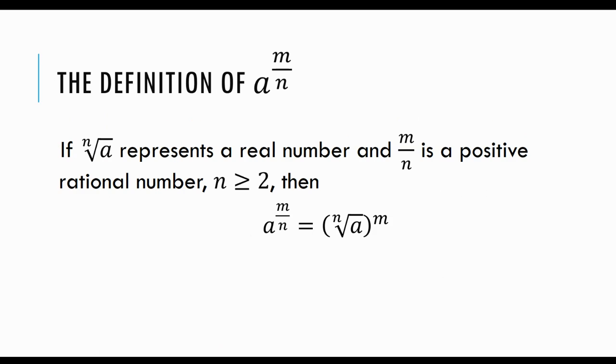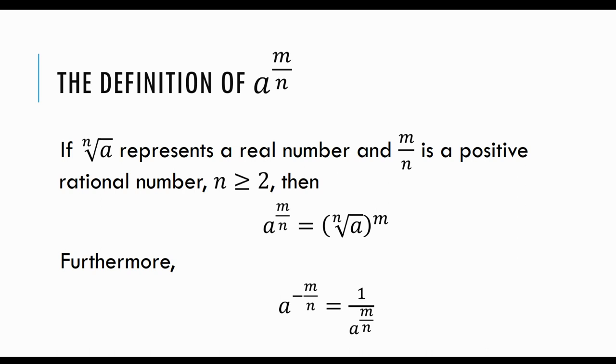So here's our formal definition. It's the definition of a to the m over n power. So if the nth root of a represents a real number and m over n is a positive rational number, n has to be greater than or equal to 2, because remember, the smallest radical that we can have is a square root, and so that means that our index is technically a 2. Then a to the m over n power equals the nth root of a, quantity to the mth power.